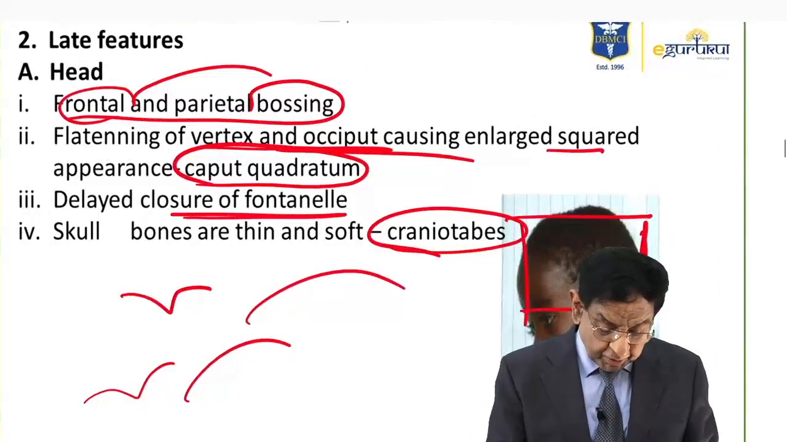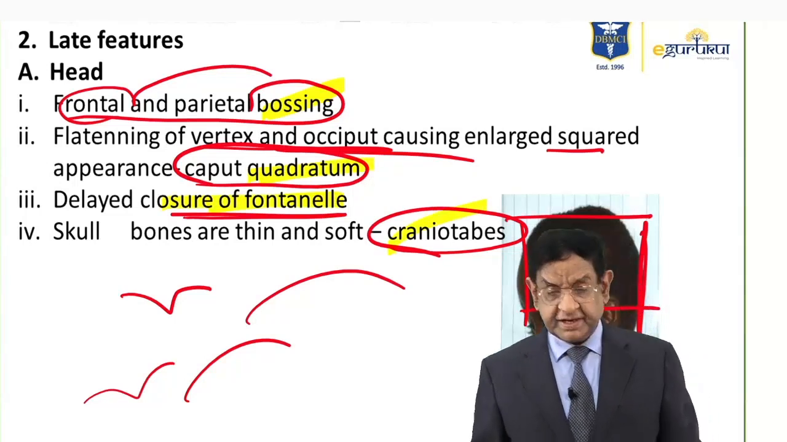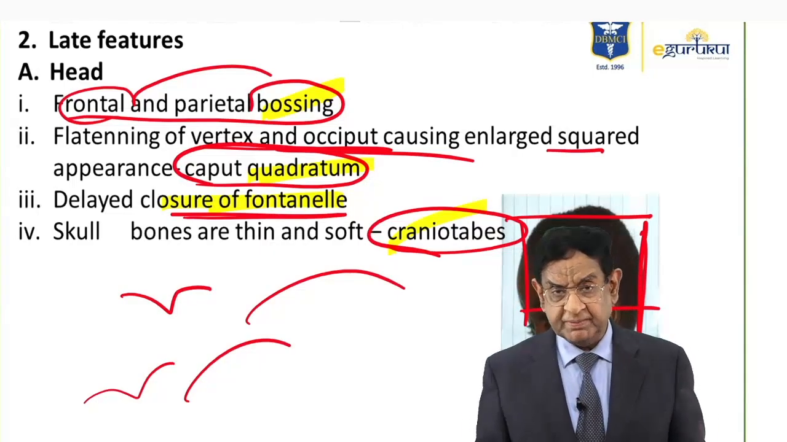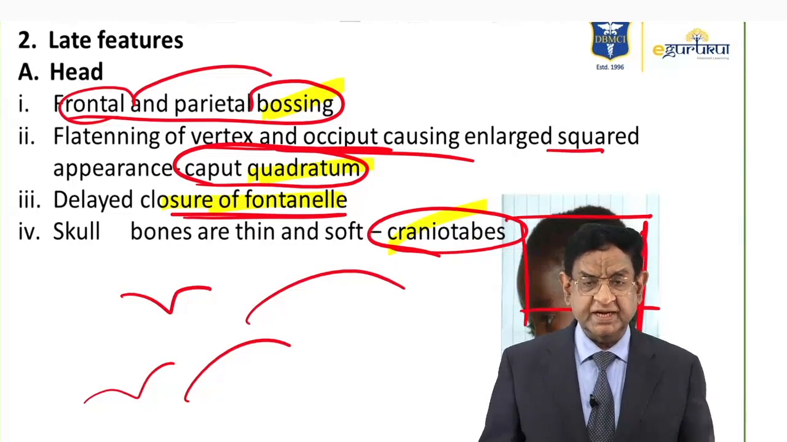So the important points to remember are frontal bossing, caput quadratum, delayed closure of fontanelle, and craniotabes. These are the 4 keywords to be remembered in this particular slide.